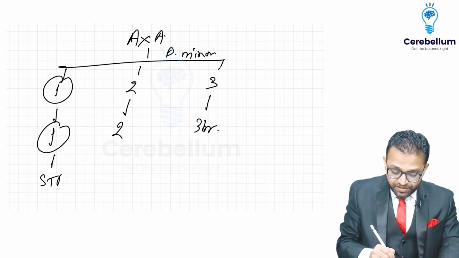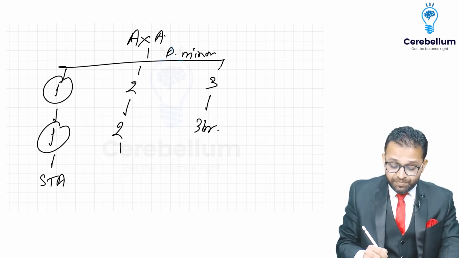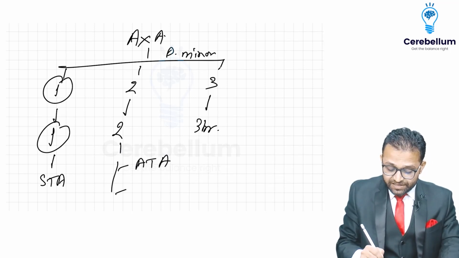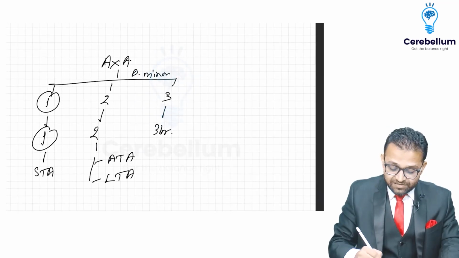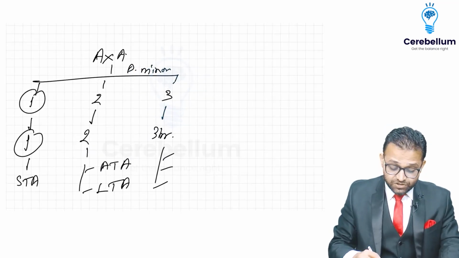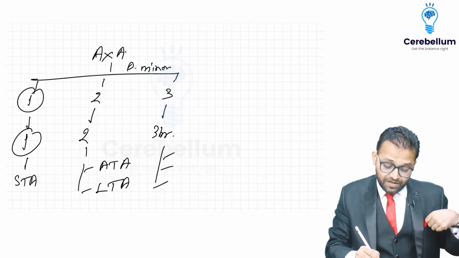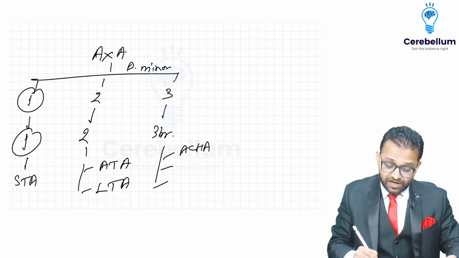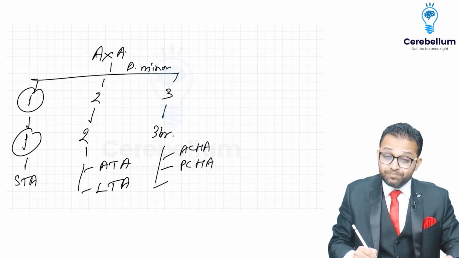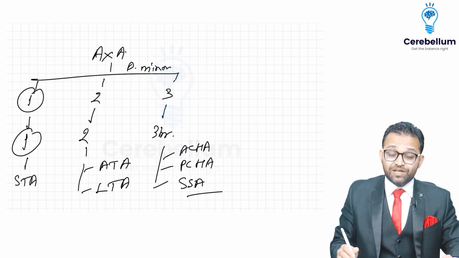The answer is the superior thoracic artery, SATA. The second part gives the acromiothoracic artery and the lateral thoracic artery, ATA and LATA. The third part gives three branches. You can remember them as ACHA, anterior circumflex humeral artery, PACHA, posterior circumflex humeral artery, and SASA, subscapular artery. So do you remember?